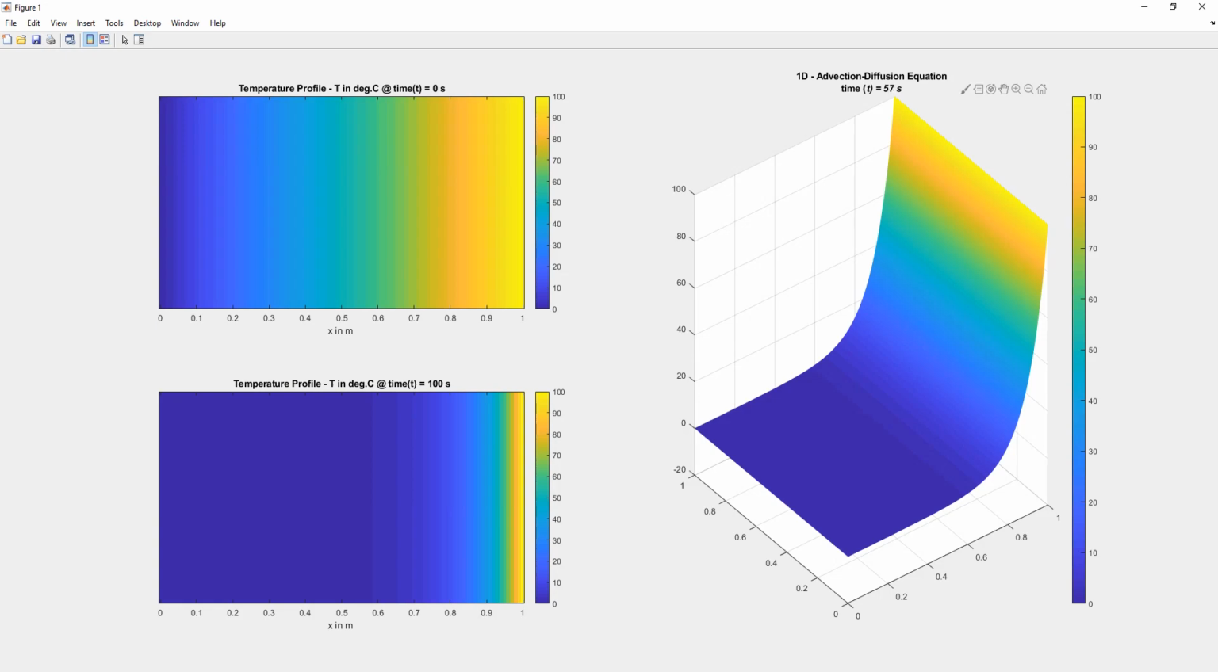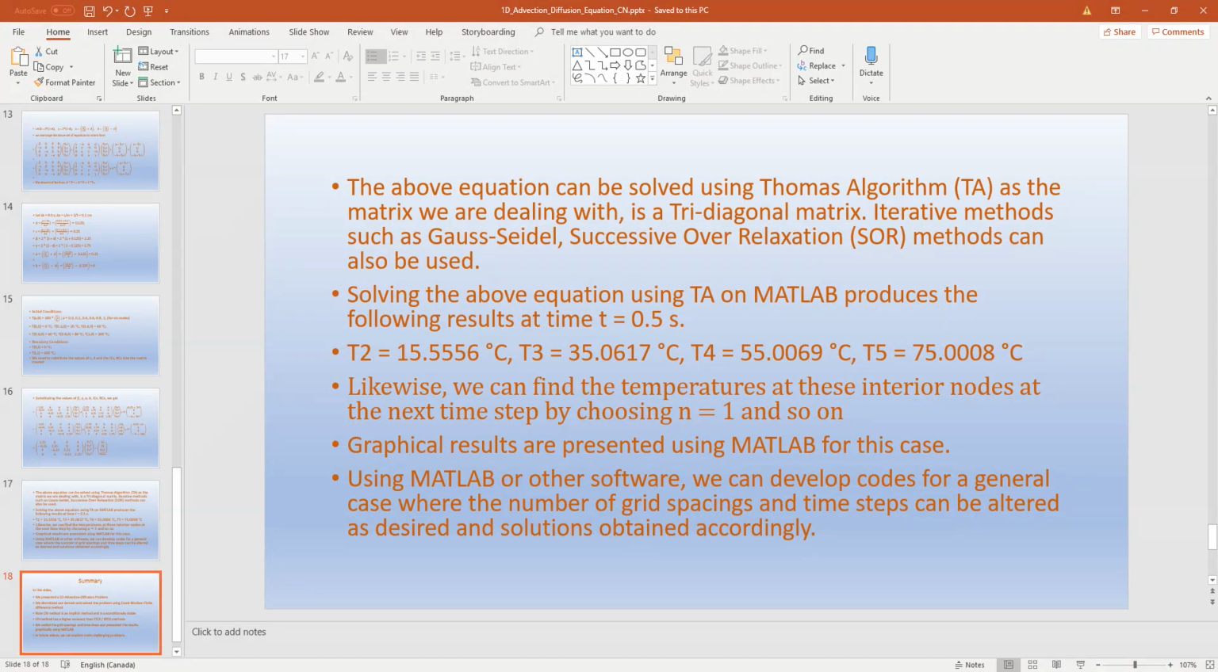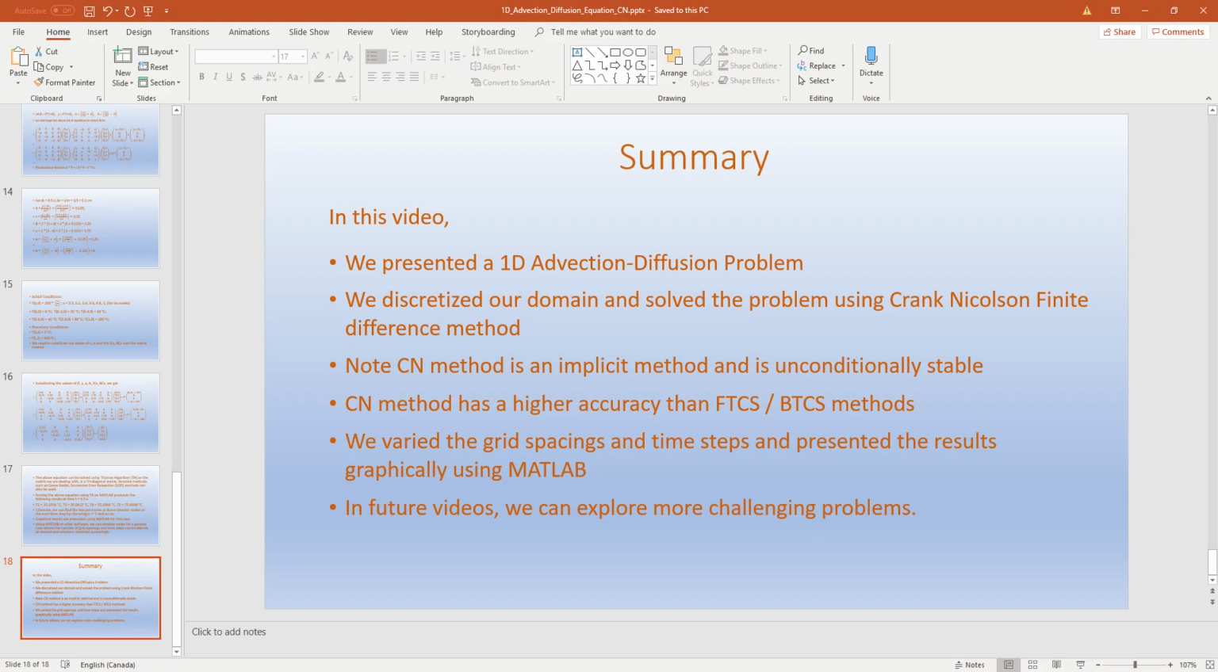We can now go back to our PowerPoint to summarize what we have done so far. In this video, we presented a 1D advection-diffusion problem. We discretized our domain and solved the problem using the Crank-Nicolson finite difference method. Note that the CN method is an implicit method and is unconditionally stable. And the Crank-Nicolson method has a higher accuracy than FTCS and BTCS methods.